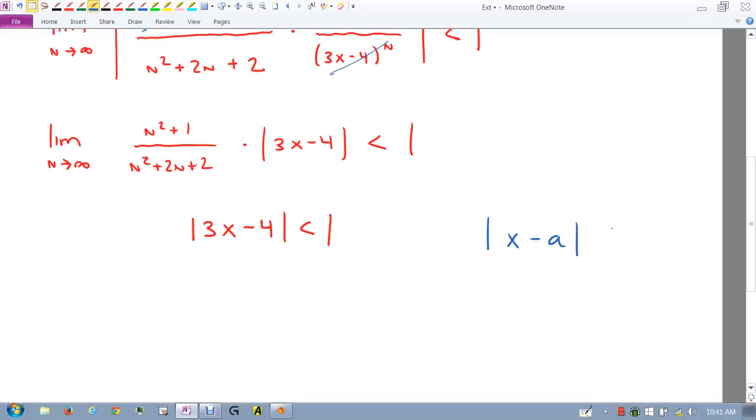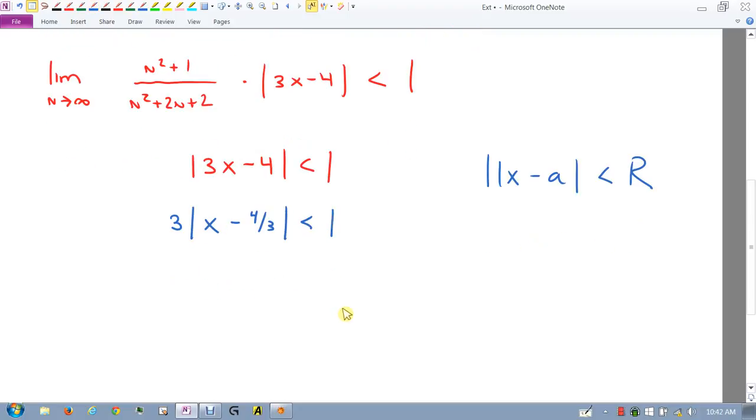|x minus a| less than capital R. So what's important here is you need a 1 in front of the x. So I'm going to factor out a 3 from both of these. Pull a 3 out, like that, and then divide both sides by 3. So just be careful on that step right there.